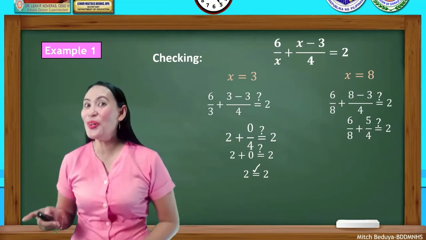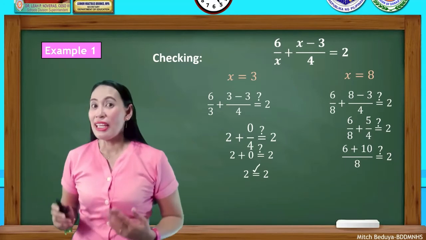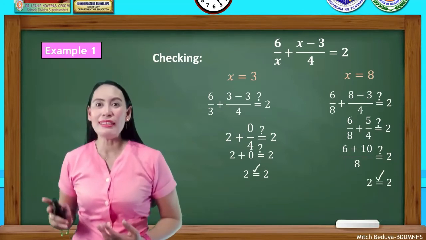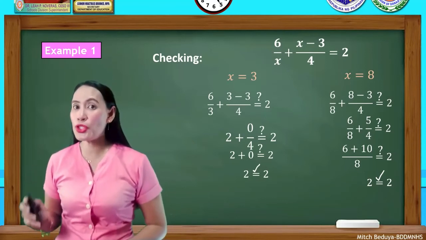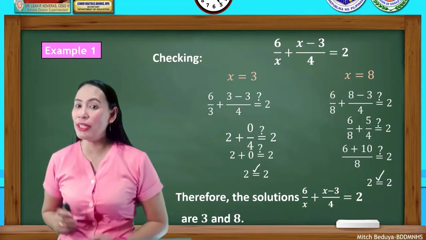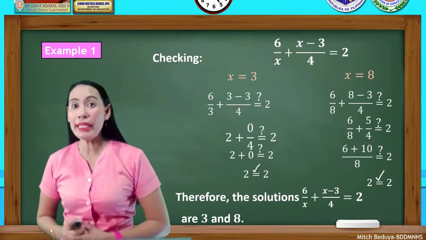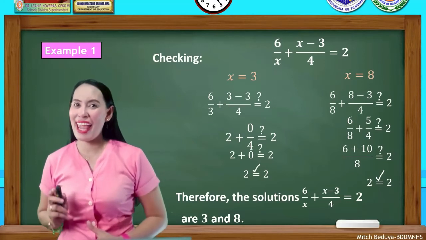Yes, 2 is equal to 2. Since the two values of x satisfy the equation, therefore, the solutions of 6 over x plus x minus 3 over 4 equals 2 are 3 and 8.